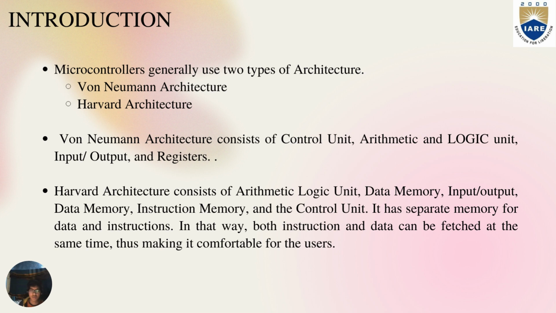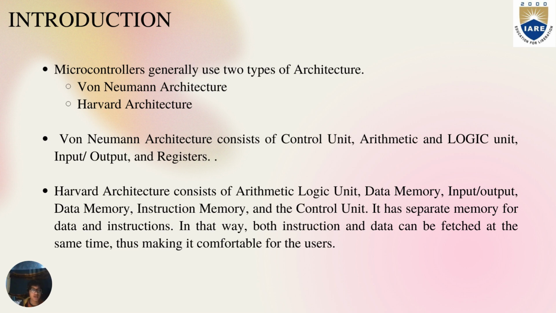Microcontrollers generally are of two types: Von Neumann and Harvard architecture. Von Neumann architecture consists of a control unit, arithmetic logic unit, input-output, and registers. In Von Neumann architecture, which is used by many microcontrollers, memory space is on the same bus, and thereby instructions and data tend to use the same memory. It uses the concept of a stored program computer.